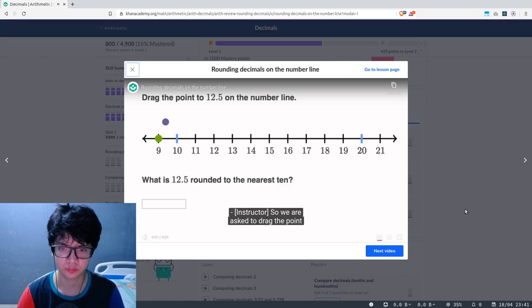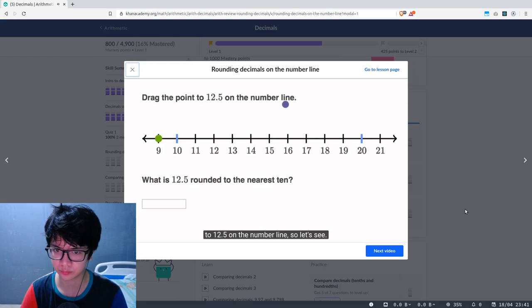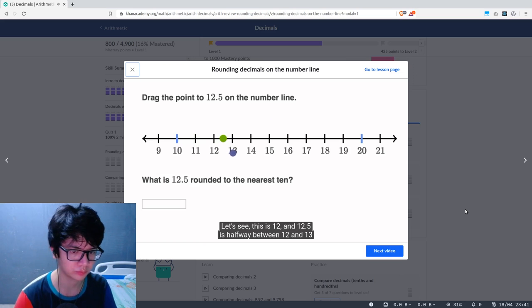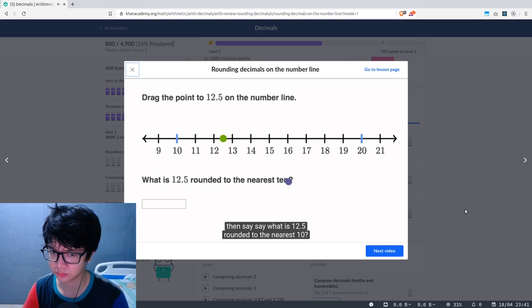So we are asked to drag the point to 12.5 on the number line. Let's see, this is 12, and then 12.5 is halfway between 12 and 13. Then they say, what is 12.5 rounded to the nearest 10?